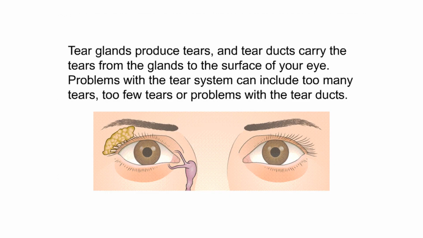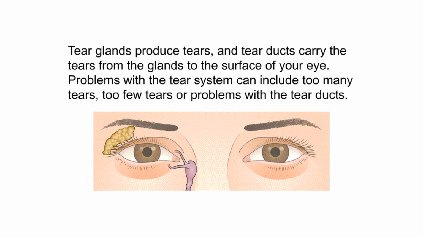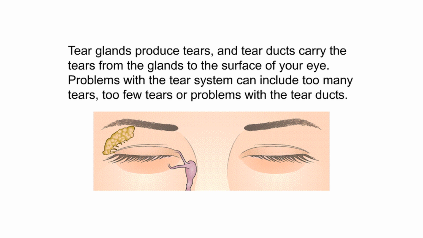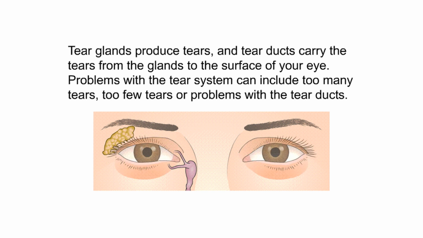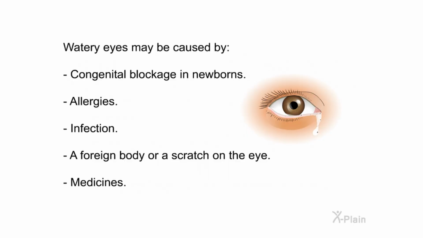Tear glands produce tears, and tear ducts carry the tears from the glands to the surface of your eye. Problems with the tear system can include too many tears, too few tears, or problems with the tear ducts. Watery eyes may be caused by congenital blockage in newborns, allergies, infection, a foreign body or a scratch on the eye, and medicines.